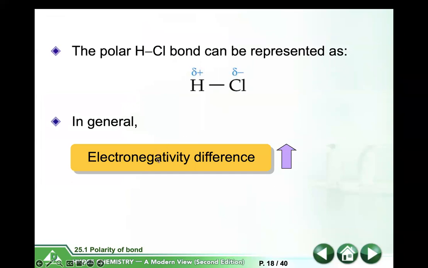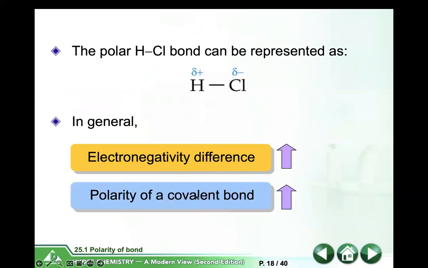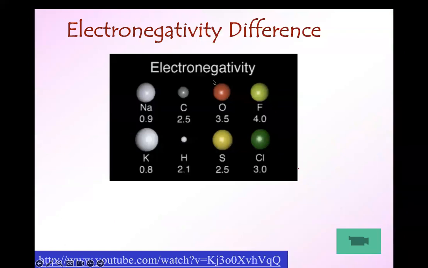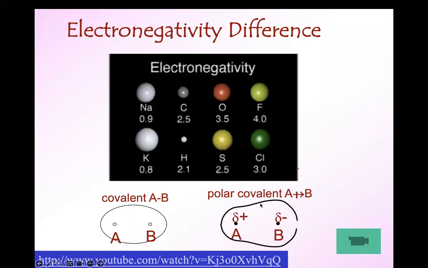In general, when the electronegativity difference increases, the polarity of a covalent bond will increase. If they are the same atom, for example hydrogen and hydrogen, they don't have any electronegativity difference. As a result, it will be a non-polar covalent bond. However, if it is a polar covalent bond, the less electronegative atom will be delta positive, while the more electronegative atom will be delta negative.